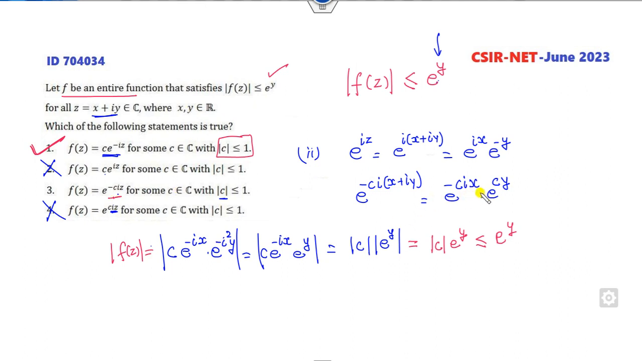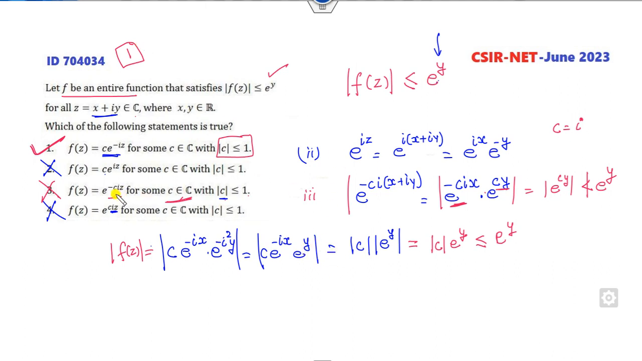If you look at the third option, if I take the modulus of this value, it becomes 1. This value will be here, where mod of c is less than 1. It doesn't imply that it is less than e raised to power y, because c can be anything. c is any complex number. If I take c as iota, then definitely this will cancel out. It's 1. It is not e raised to power y. So this option is also cancelled. The right option is only my first argument.